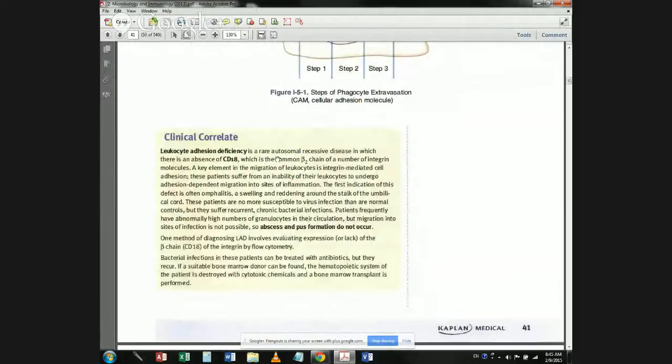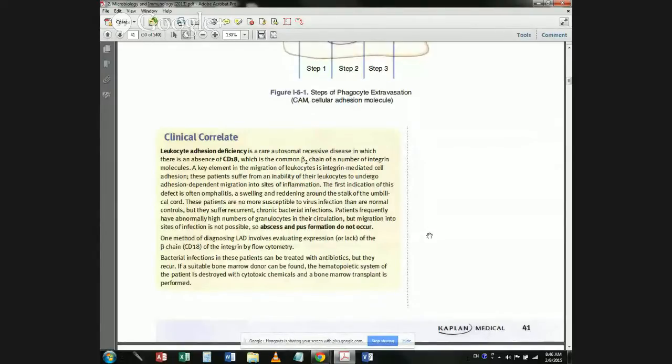Okay. So there's no CD18. What is CD18? It is a common beta 2 chain of a number of integrin molecules. So integrin molecules have a beta 2 chain, and that beta 2 chain is the CD18. So CD18 is part of the integrin molecule. The integrin molecule is bigger.